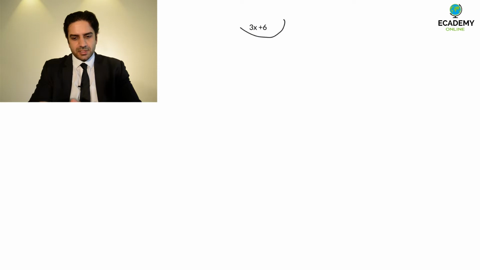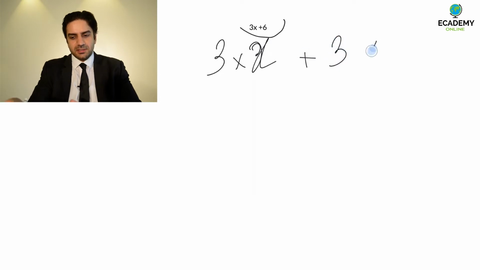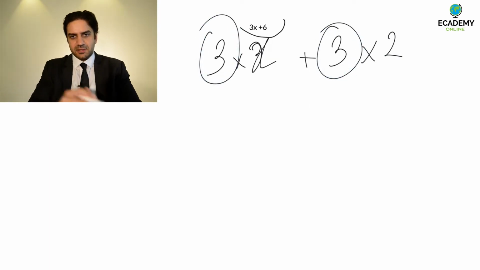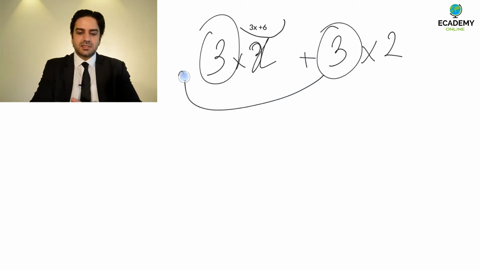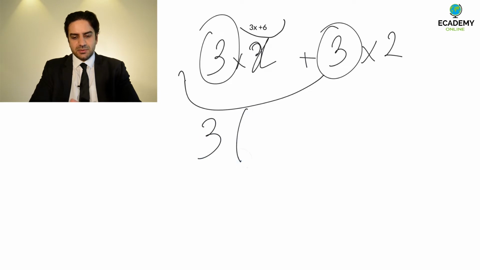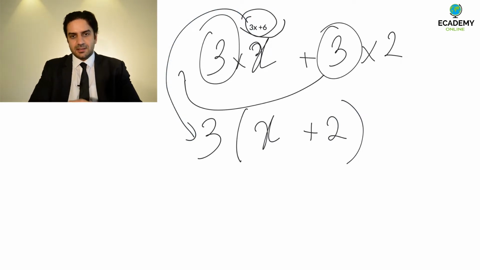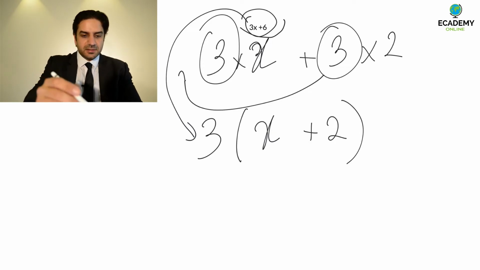The 3x is broken down into 3 times x, and the 6 can be broken down into 3 times 2. That's right, 3 and 3 are the common factors. So I can take this in common and put it outside of a bracket: 3 into x plus 2. And this is the same as 3x plus 6, only factorized.